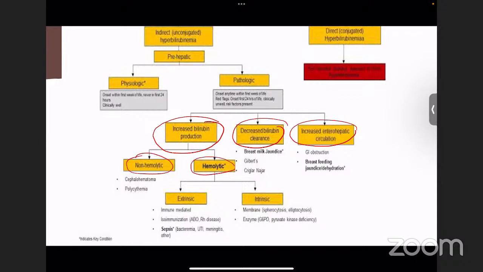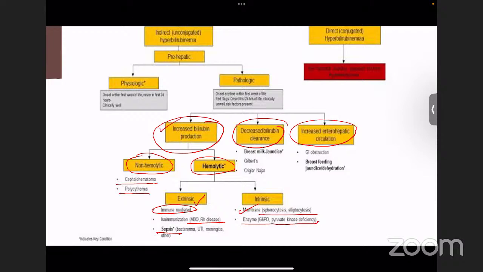If it's because of non-hemolysis, it could be cephalohematoma or polycythemia. If it's hemolytic, it could be extrinsic, maybe ABO or Rh incompatibility, or sepsis. If intrinsic, it would be membrane defects like hereditary spherocytosis and elliptocytosis, or enzyme defects like G6PD and pyruvate kinase deficiency. That is because of increased bilirubin production.